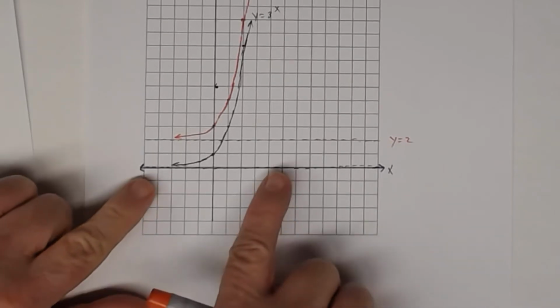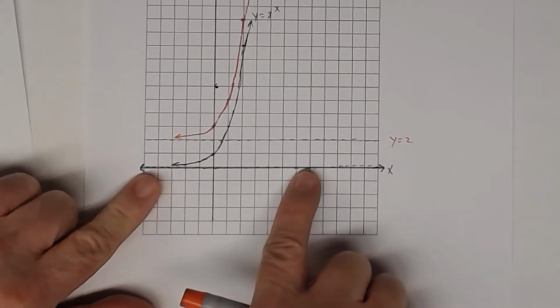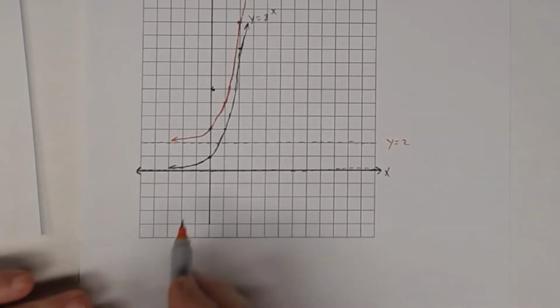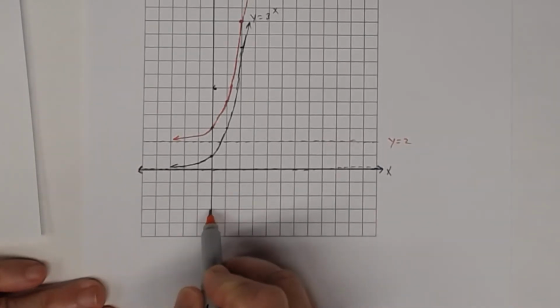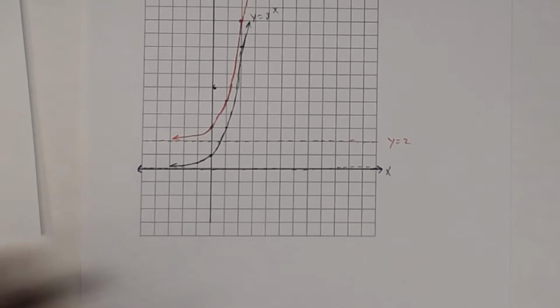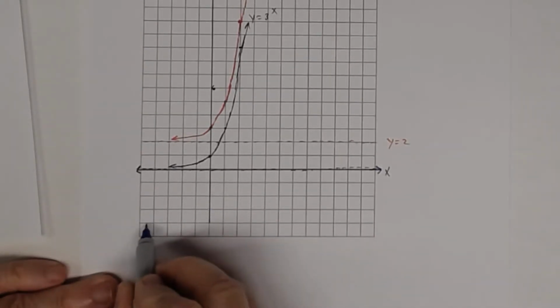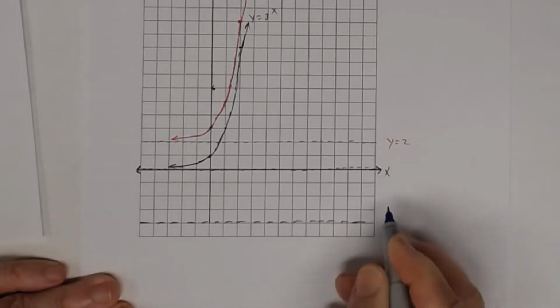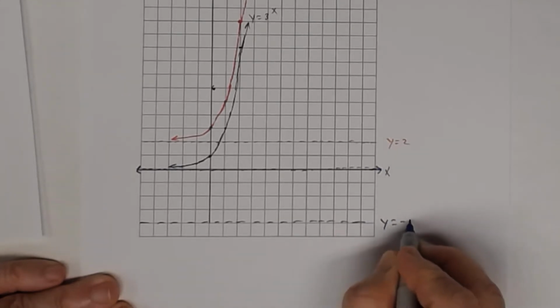So remember, all exponential functions have a horizontal asymptote. And so let's move it down 4 units as well. So 1, 2, 3, 4. So here's my horizontal asymptote. I'm going to use a different color. So let's go ahead and use blue. So I'm going to shift it down 4 units. 1, 2, 3, 4. So there's my horizontal asymptote. So it'll be y equals negative 4.